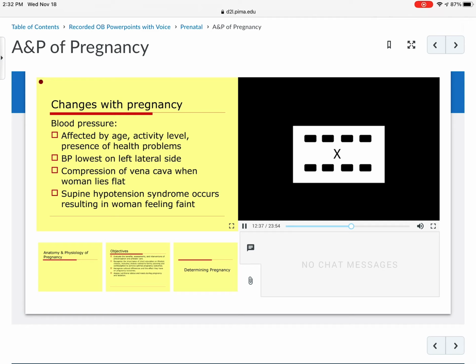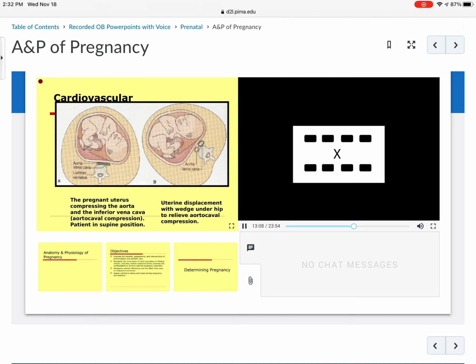Blood pressure should be pretty much the same, but if it increases, of course, we normally think of preeclampsia. We know that the blood pressure is usually lowest when they're lying on their left side, and we already talked about compression of the vena cava and how that can harm baby, and I have a picture of that later. And then supine hypotension syndrome occurs when they get up real quick from lying down to standing, and they feel faint. So we just encourage women to sit up slowly if that occurs.